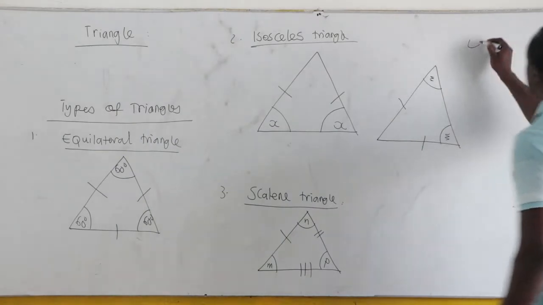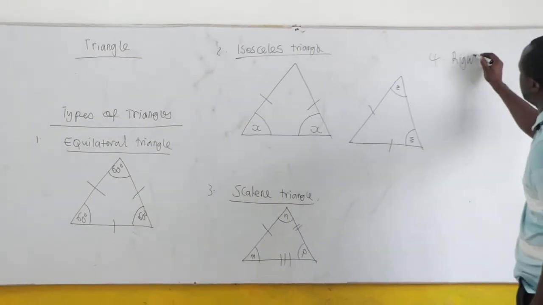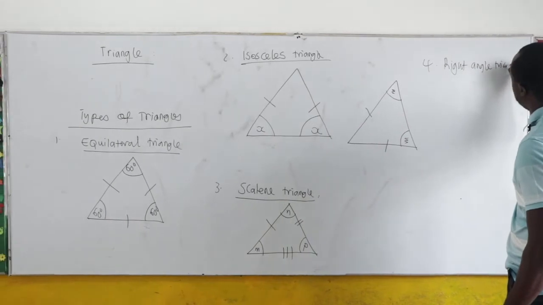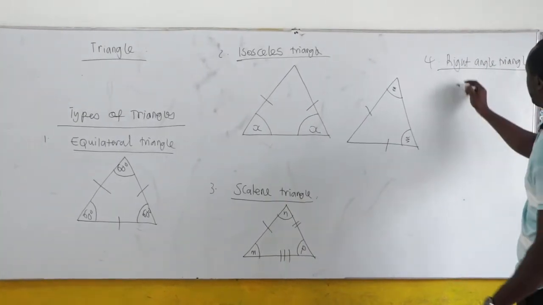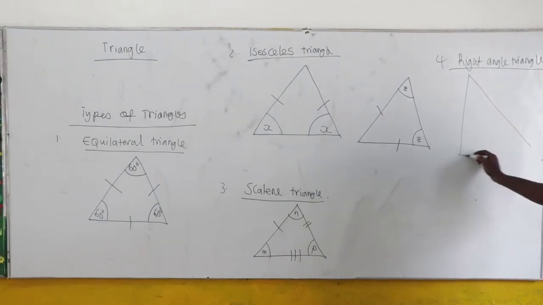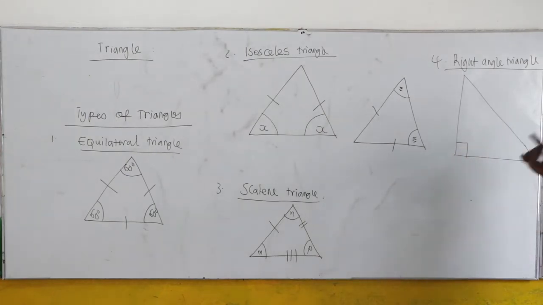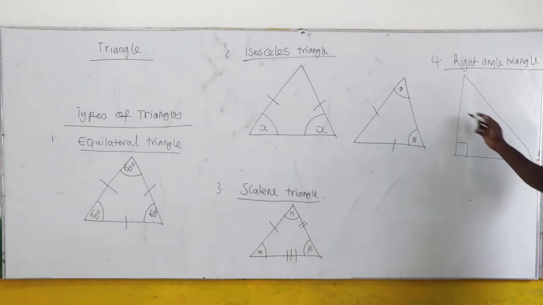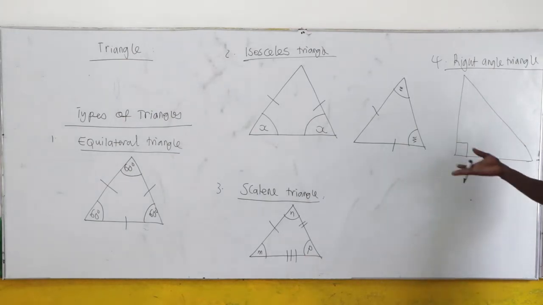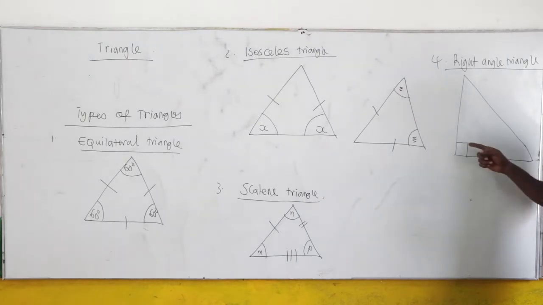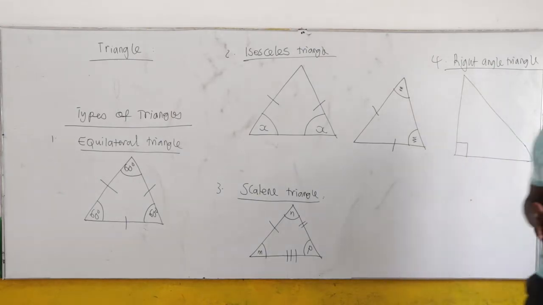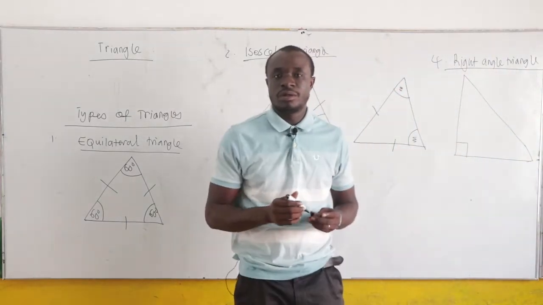Now let's also consider the fourth one. We call it right angle triangle. With that, one of the angles must be 90 degrees. So the angle here must be 90, one of them must be 90 degrees. And here, the sides may be either equal or different. But one thing we have to notice is that the angle here must be 90 degrees. Now let's consider some examples for better understanding.